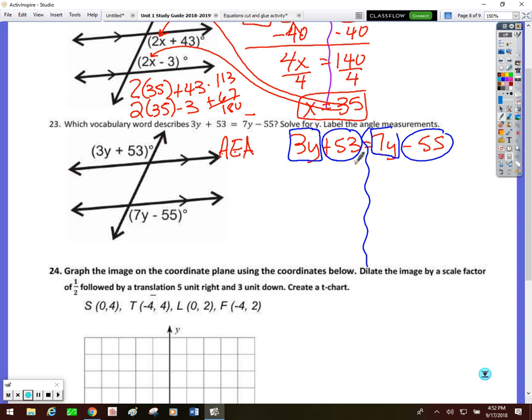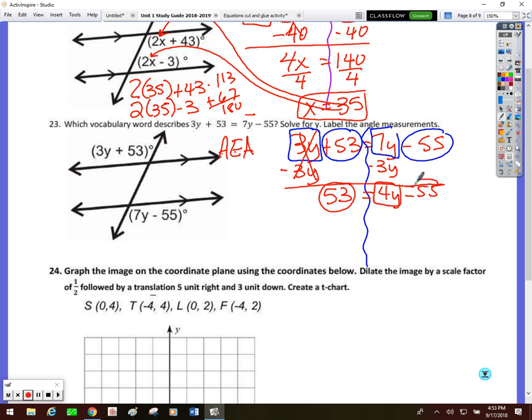And I don't like to deal with negative variables, so I'm always going to try to take my small variable to my big variable. Well, the opposite of 3y is to subtract 3y, right? This gives me 0. Bring down the 53. Now, 7y minus 3y. Now they're on the same side, so now I can combine them. 7 minus 3 is 4. Okay, don't forget your y. Minus 55.